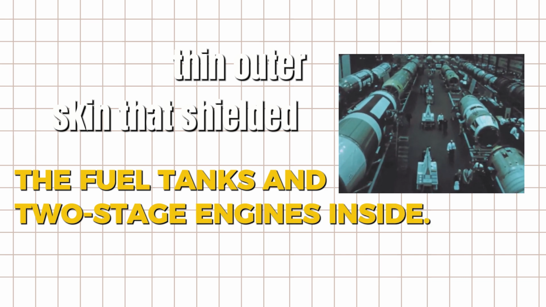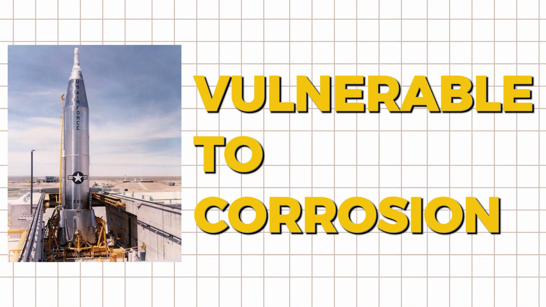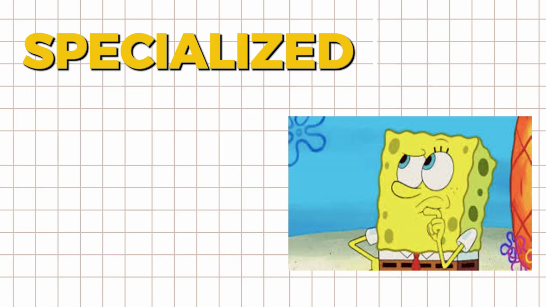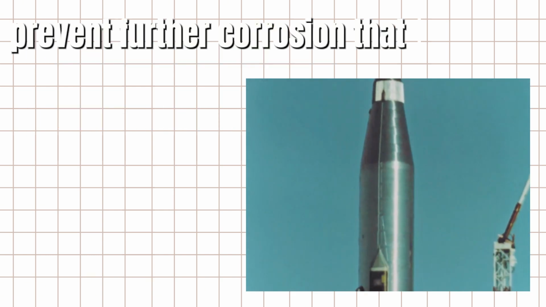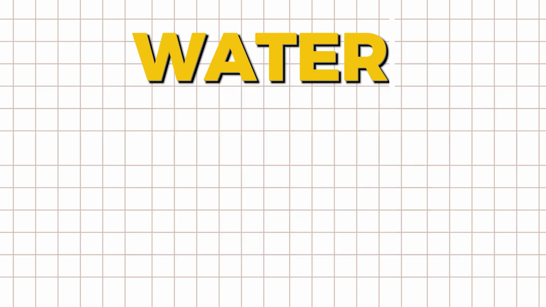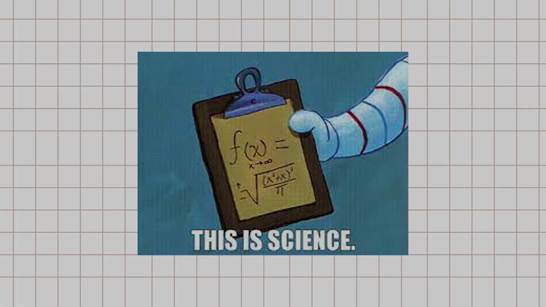2-stage engines inside. However, the missile skin was vulnerable to corrosion, which could compromise its structural integrity. A specialized product was needed to remove rust and prevent further corrosion that could lead to catastrophic failure. That's where the invention of WD-40 came in, a water-displacing formula designed to solve this very issue.